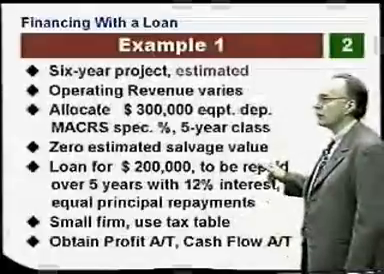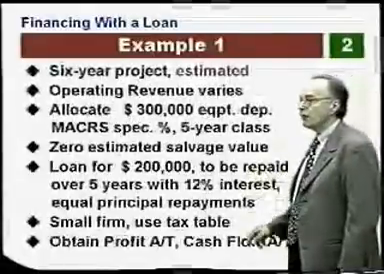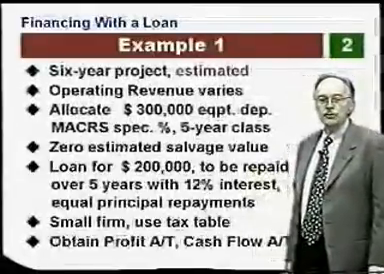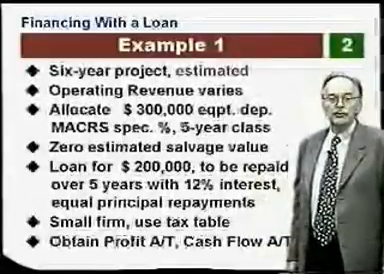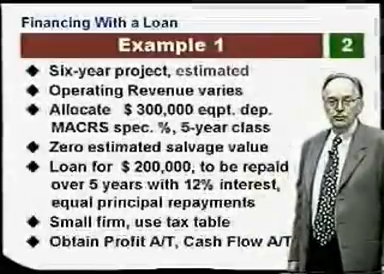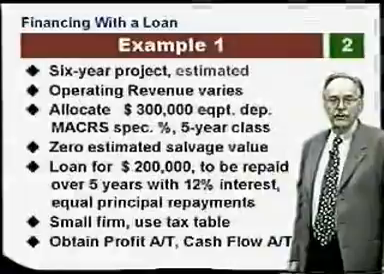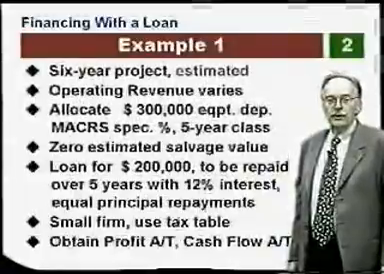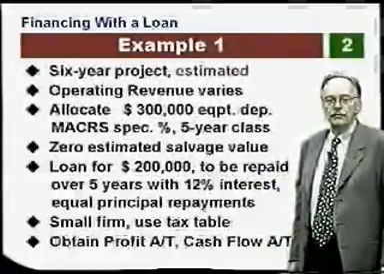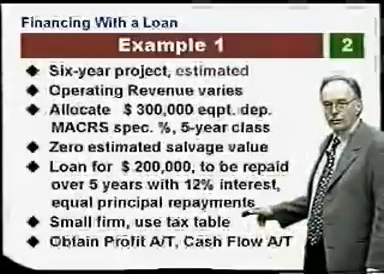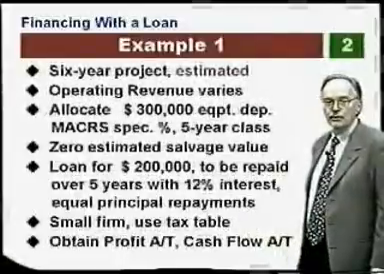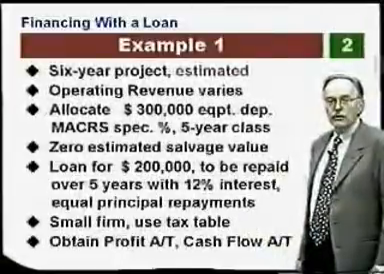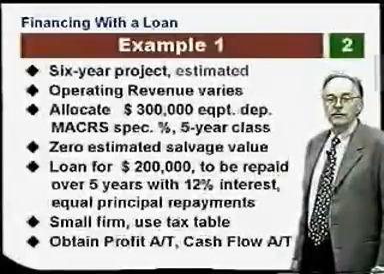We'll assume we have a loan for $200,000 that's going to be repaid over 5 years with 12% interest with equal principal repayments. In other words, we'll take the $200,000, divide by 5, and then repay $40,000 of the principal each year. For the small firm, we'll use the tax table or the formula-based method. And of course, we'll want to obtain the profit after tax and the cash flow after taxes.